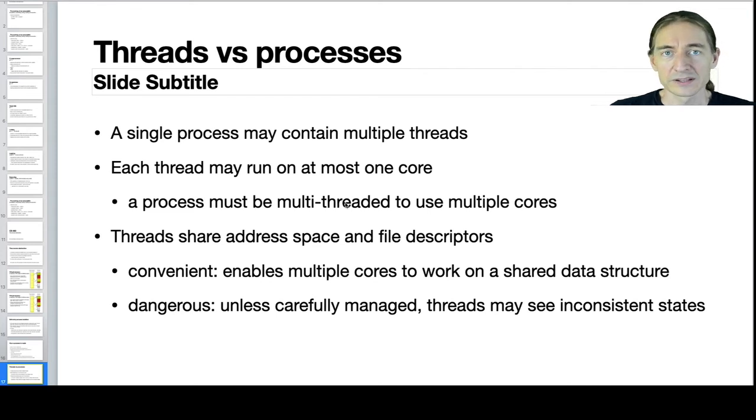The threads within a process all share the same page table. They have the same address space, the same file descriptors. This is very convenient. They can all work on one task together, like all these cores working on one job seamlessly, more or less. But it's also very dangerous because you could end up with inconsistent results.